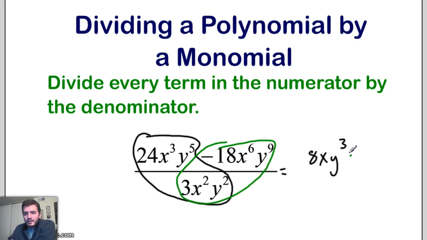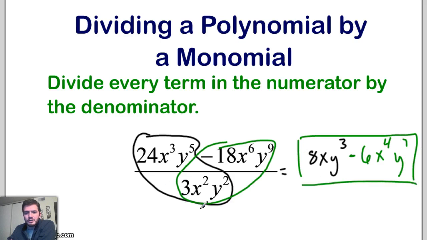Here's the next group. Again, the minus isn't going away. 18 divided by 3 is 6. x to the 6th divided by x squared is x to the 4th. And then y to the 9th divided by y squared is y to the 7th power. So this whole thing would be our answer. Again, you're just dividing each one. It's just like when we were simplifying the quadratic formula.